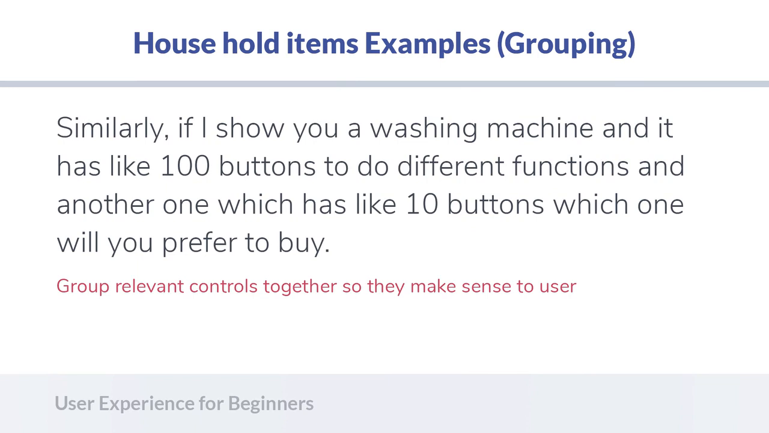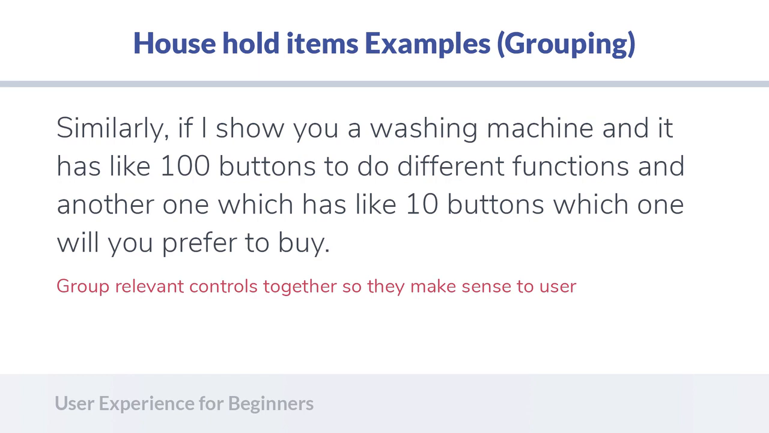Now, why do we need to group our controls or our buttons or our options? Just take an example. If I give you a washing machine and it has like 100 buttons and controls and settings on it, you will be overwhelmed with its functions, and you would prefer a simpler washing machine that has just 10 buttons on it. So what you can do to make your products better is group relevant controls together so they make sense to the user, that this set of controls is going to do this.